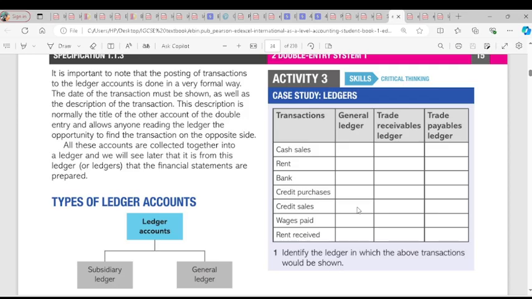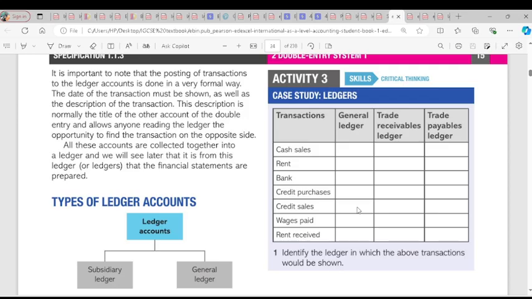What does credit sales mean? You sold to a person. Who is a customer. Is it a cash customer or a credit customer? Credit customer. Yes, this is what I want you to say. Credit sales represent a subsidiary ledger. Is it trade receivable or trade payables? Trade receivable, because it's a credit customer. You will receive the cash from him or her later on. So credit sales represent a subsidiary ledger, which is the trade receivable ledger. Do you understand?